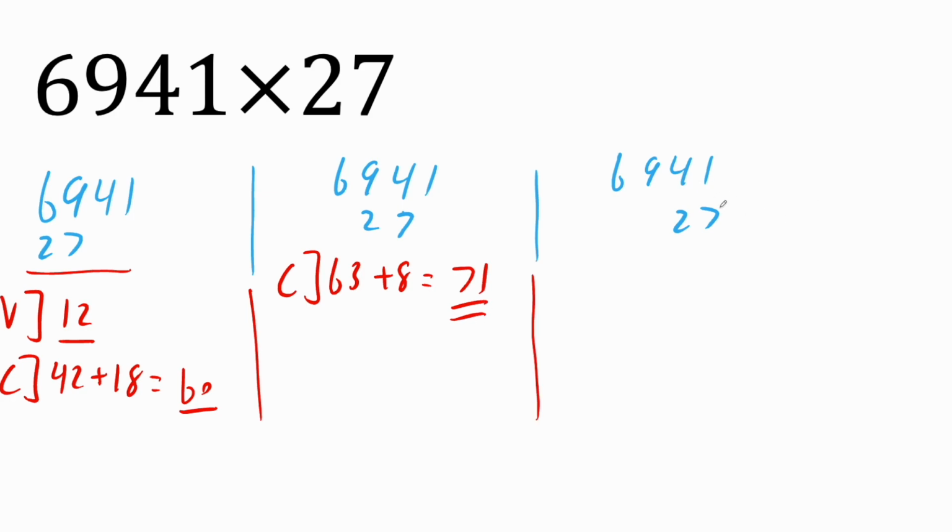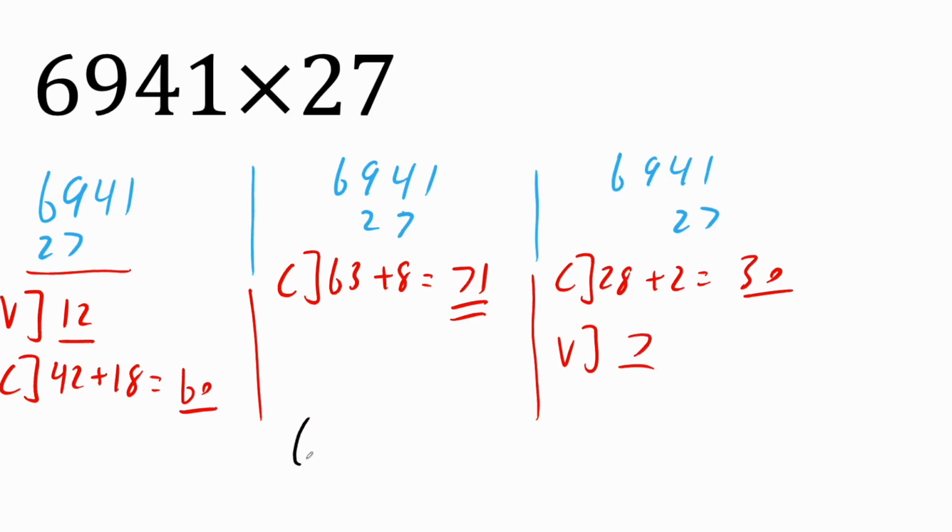Now this piece, we have a cross and we have a vertical. So I'm going to say C for cross. We have 4 times 7 is 28. And then we have 2 times 1 is 2. And so the cross part will get 30. Then we'll do the vertical part. 1 times 7 is just 7.